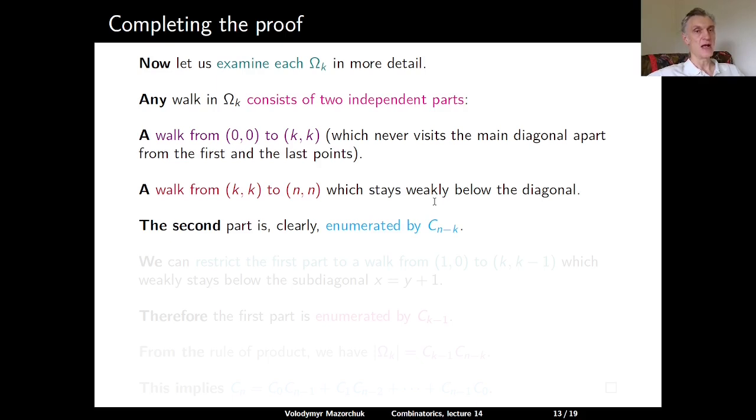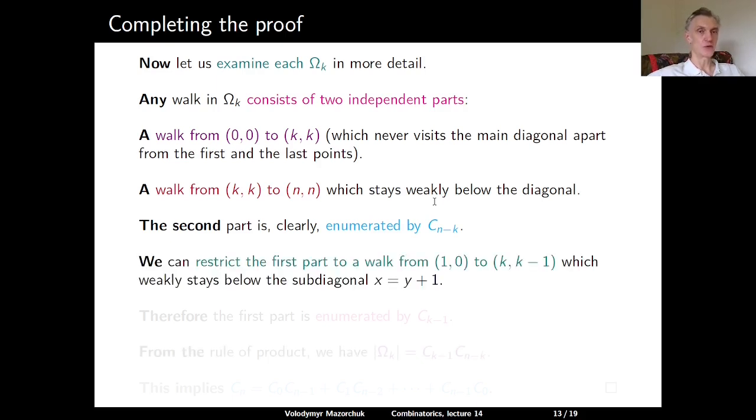If we look at the first part, a walk from (0, 0) to (k, k), it never visits the main diagonal, and so we can look at its piece, which starts from the point (1, 0) after the first step, and finishes at the point (k, k minus 1), so that's the penultimate step. Then this walk must weakly stay below the subdiagonal given by the equation x is equal to y plus 1. Therefore, the first part must be enumerated by c with the index k minus 1.